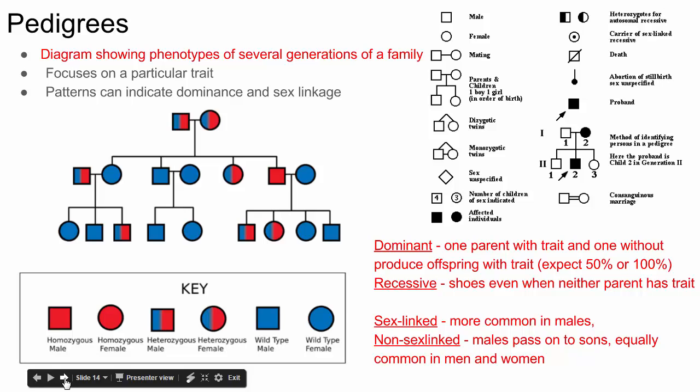When we look at the pattern of inheritance, if we find it more often shows through in males, it may be sex-linked. It could be just due to chance, but if we see a pattern of inheritance that shows much more often in males, it's often sex-linked. Remember, it's easier for a male to get a recessive sex-linked trait because they only need to get one gene for it, because they only have one X chromosome.